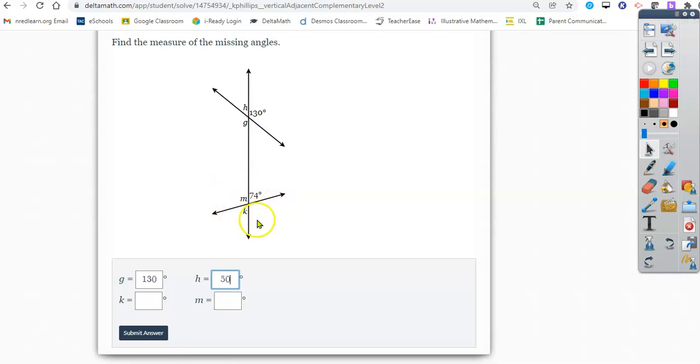Down here I can do the same. K is vertical to the given angle, so K is equal, or 74. M is supplementary. So 180 minus 74 is 106.